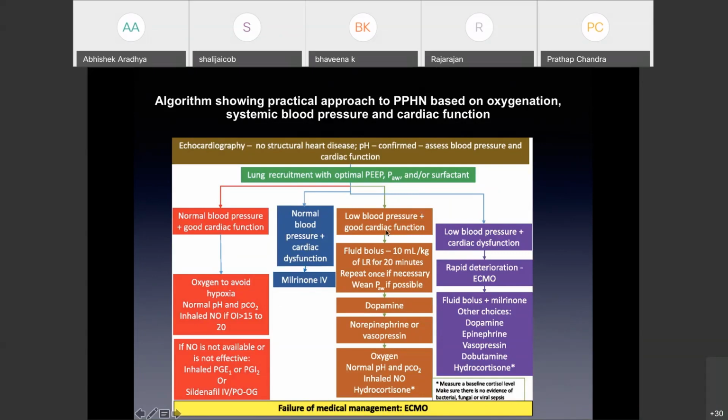Then the third wing is where your blood pressure is actually low, but cardiac function is good. In these cases, it will be the beginning of it. Therefore, you can start some boluses. You can optimize your ventilation. You can use inotropes like dopamine.